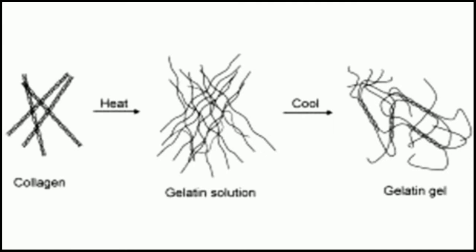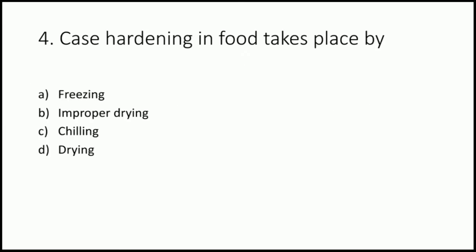Next question. Case hardening in food takes place by. Case hardening is a problem which is faced in certain foods. So you have to tell that this is a problem in food which happens due to freezing, improper drying, chilling and drying. So the correct answer to this question is option B, that is improper drying.